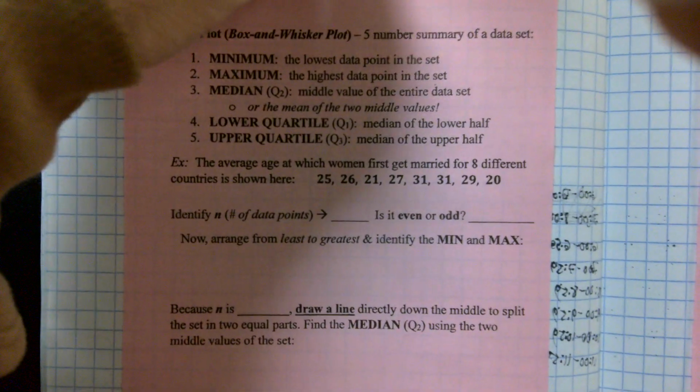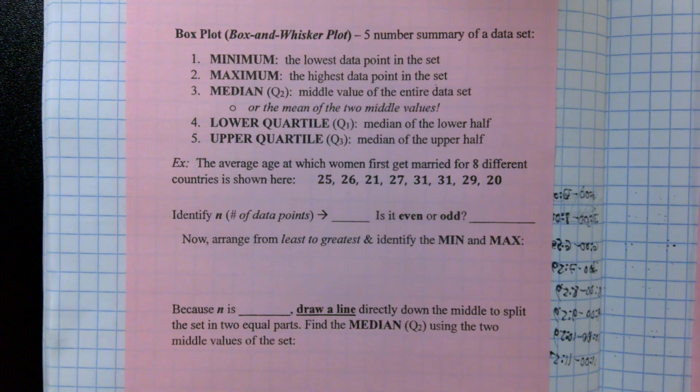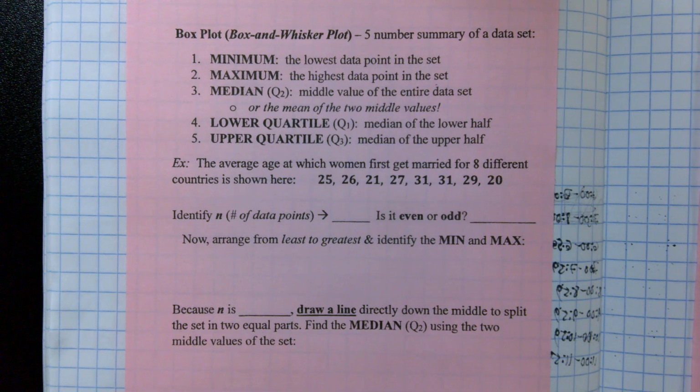Can I get a volunteer to read out what a minimum is? Tyler, go for it. The lowest data point in the set. Lowest data point in the set, right? Just like when we were talking about functions, a minimum is the lowest point. Can I get a volunteer to read out maximum? Aaron, go for it. Thank you. The highest data point in the set. Perfect. Give me a thumbs up if those first 2 are making sense.